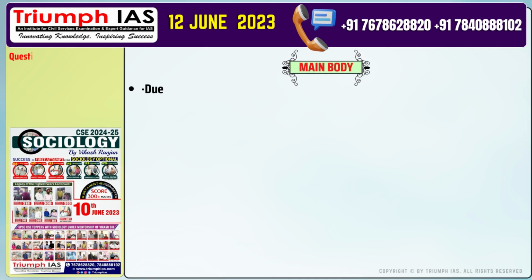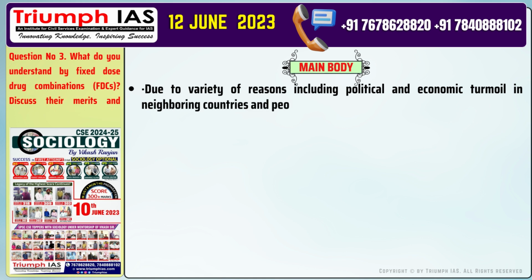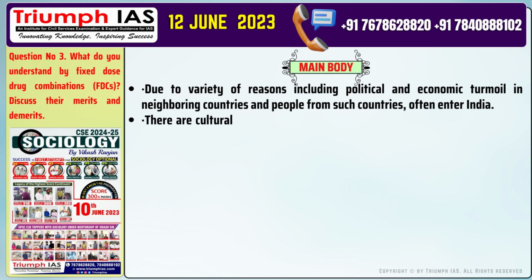The main body of the answer should be: Number 1. Due to a variety of reasons including political and economic turmoil in neighboring countries, people from such countries often enter India. Number 2. There are cultural and ethnic similarities. On many occasions such migration goes unnoticed and they settle in Indian territory.